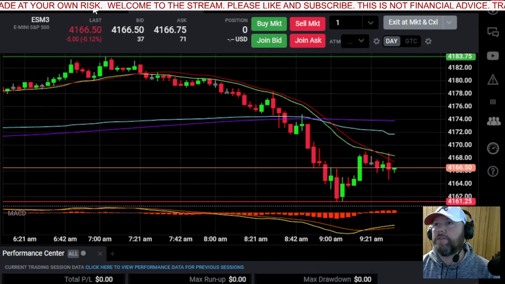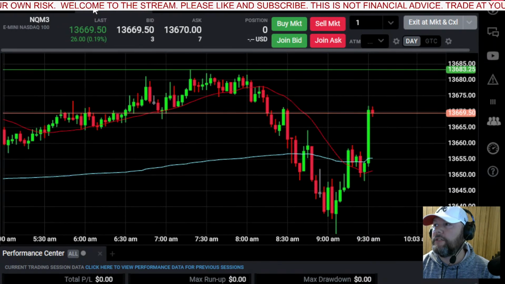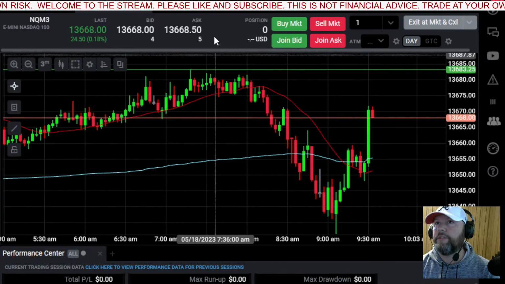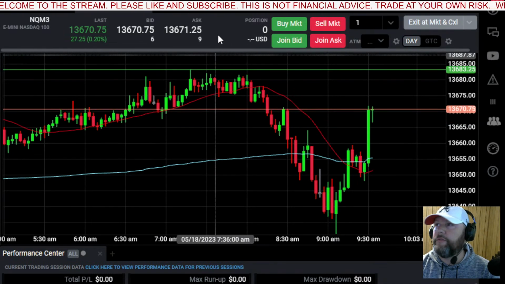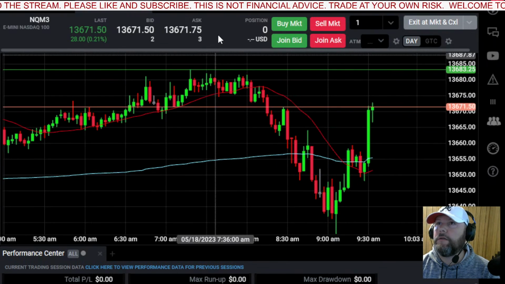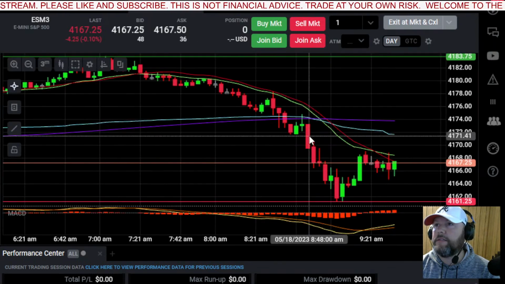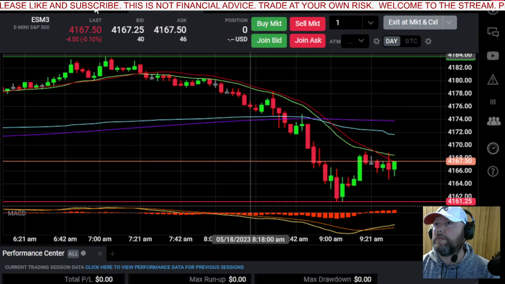ES is struggling to move down now. Dollar's still moving up, so we got a bit of a divergence going on here. These markets aren't moving in sync as they should be. The Nasdaq and the ES typically will move together. ES trying to move up now.